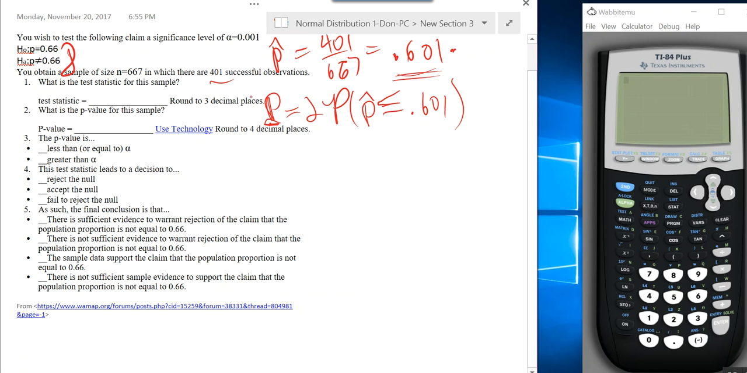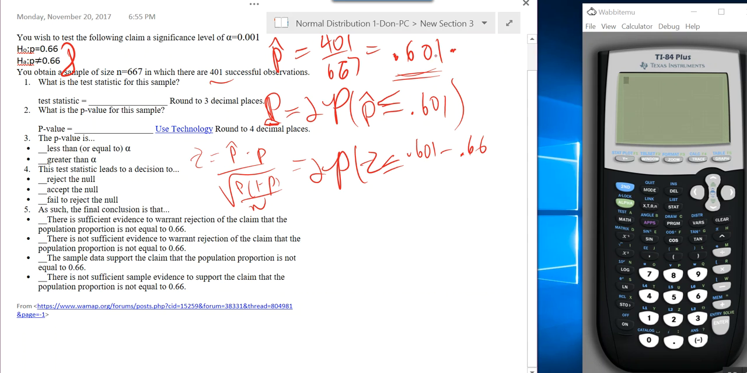So it's approximately normal, so we can use our z-score formula, which is p hat minus p over the square root of p times 1 minus p over n. And we're going to go 2 times the probability that z is less than or equal to 0.601 minus 0.66, since our p hat is 0.601 and our p up here is 0.66, over the square root of 0.66 times 0.34 over 667.